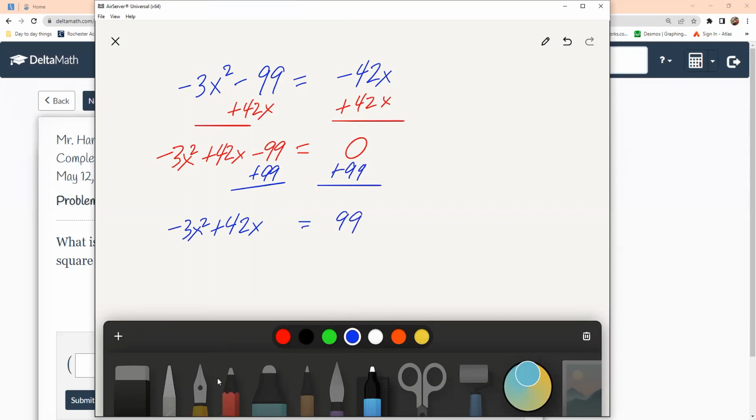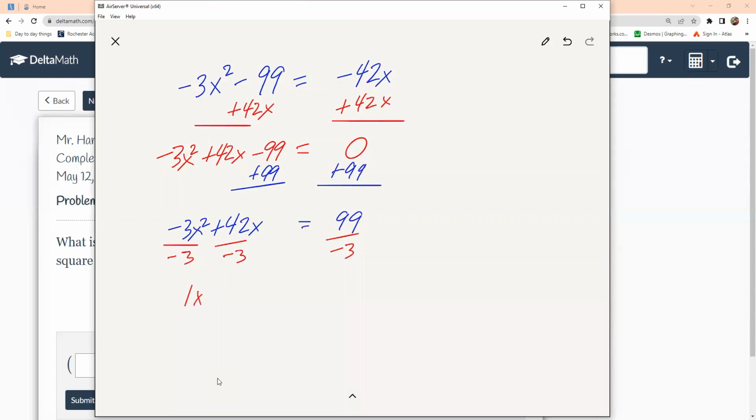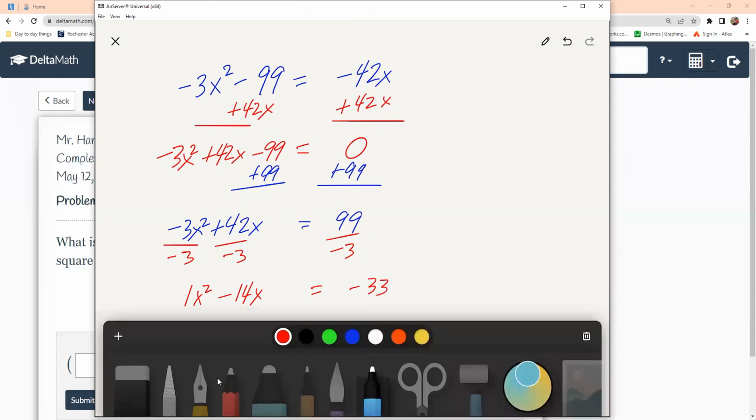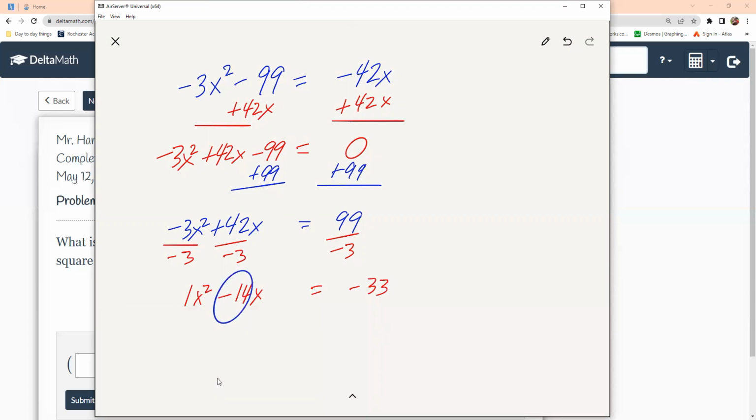Now, there's another thing I've got to do: divide by negative 3, because I need a leading coefficient of 1. So this is going to be 1x squared minus, what is that, 14x equals a negative 33. Now I'm ready to find the middle term. So half of negative 14 is negative 7, and then I'm going to square that to get 49. So that's what I need to add to the right and the left in order to complete the square.